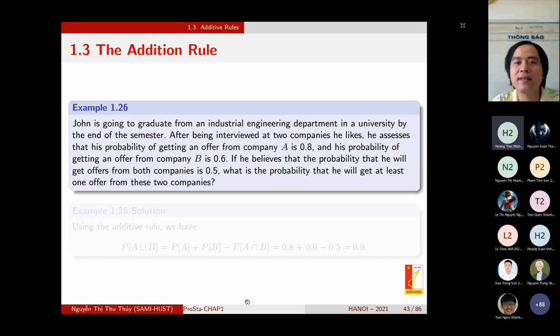Both companies. That means A and B. Okay. So the probability of A united with B is PA plus PB, and then we will subtract P of A united with B. We have 0.8 plus 0.6 minus 0.5. Yeah, that's correct. So now we consider an example.